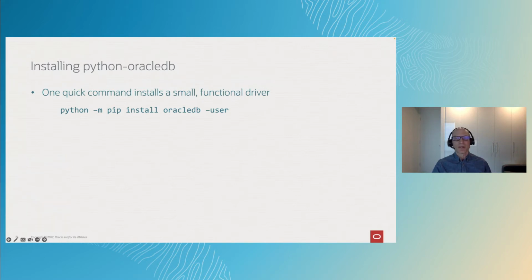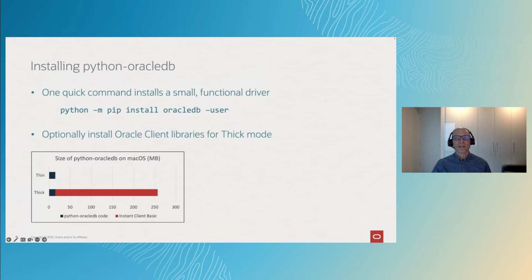The total size of this install is about 15 megabytes on macOS, and that gives you a fully functional driver immediately usable in applications. You can optionally install Instant Client libraries to be able to use thick mode. That's traditionally done with CX Oracle. The basic package on macOS is about 240, 242 megabytes. So thin mode has a definite size advantage, as you can see.